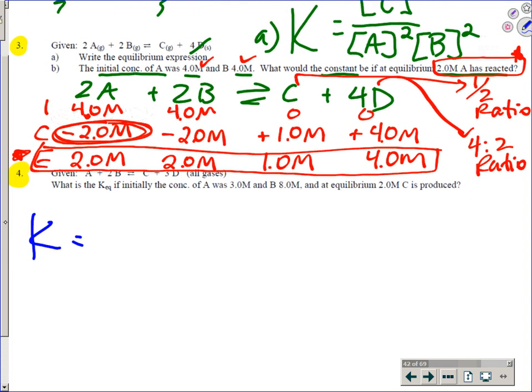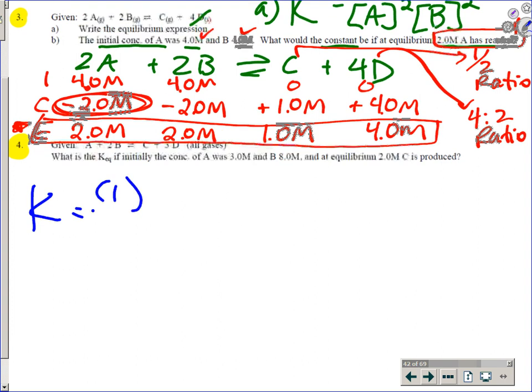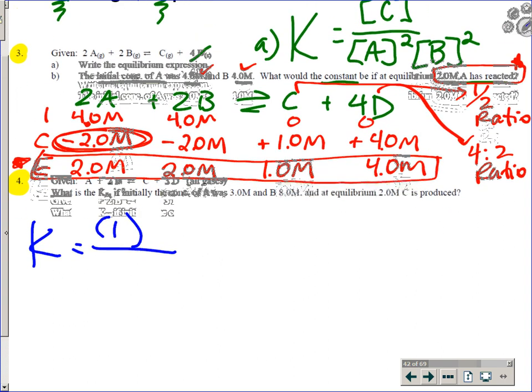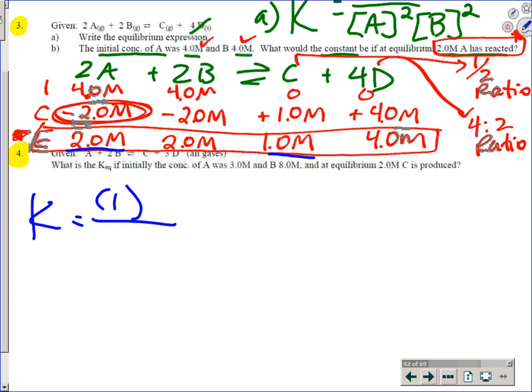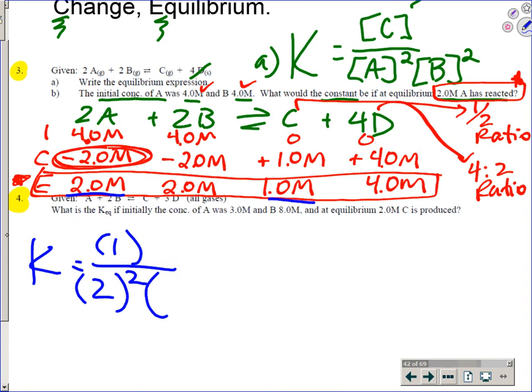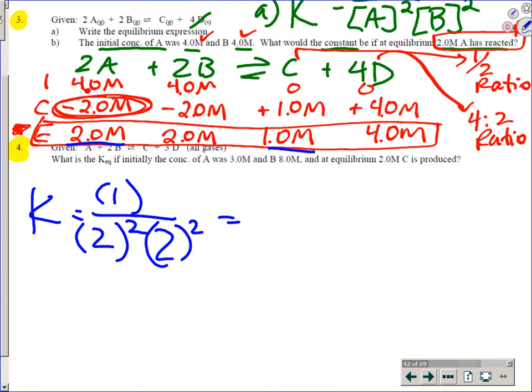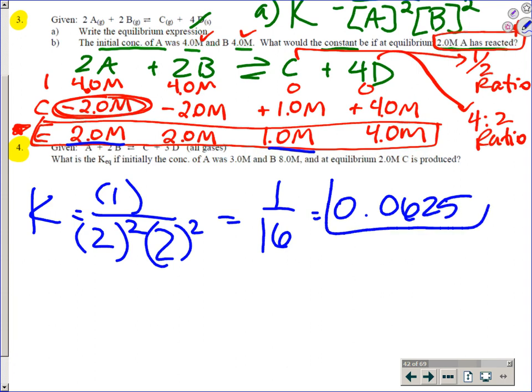what goes on top. Okay, so 1 molar over. Okay, so I used C already. Now I'm going to use A. 2 molar squared, because that's what we wrote for A up there, times 2 molar squared. All right, you can do this and you don't need a calculator. What's 2 squared? 4. Okay, so what's 2 squared? 4. What's 4 times 4? 16. What's 1/16? 1/16. Point 0625. Okay. And obviously this K value is less than 1.